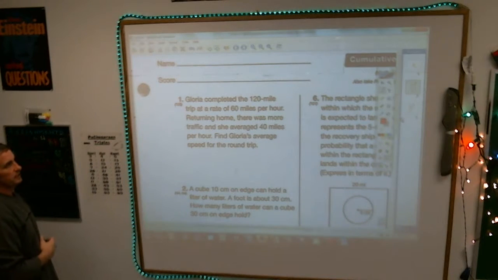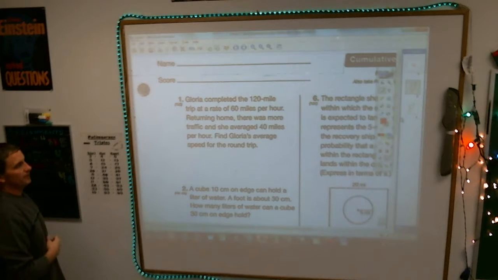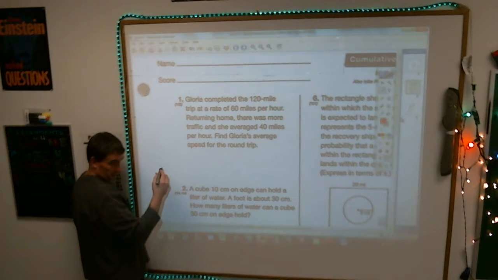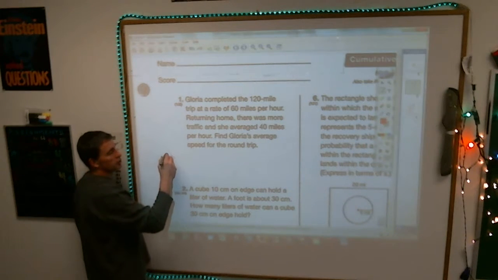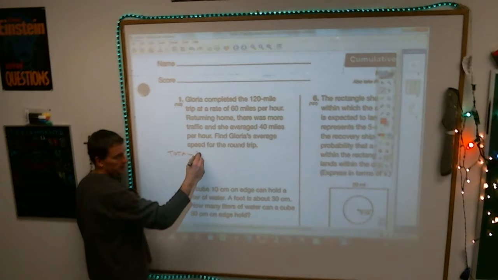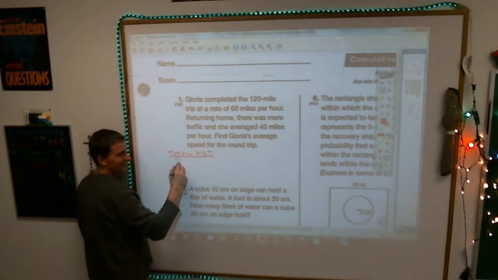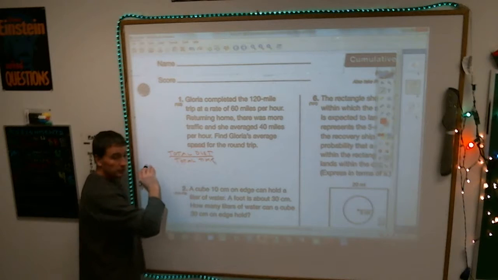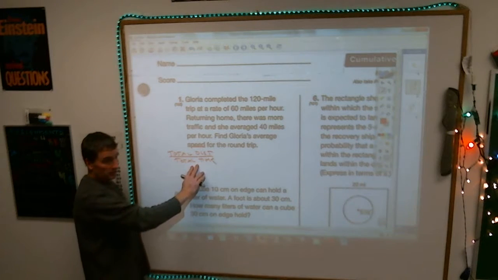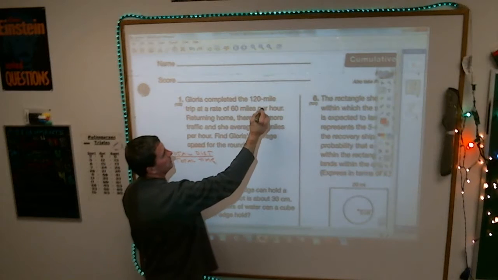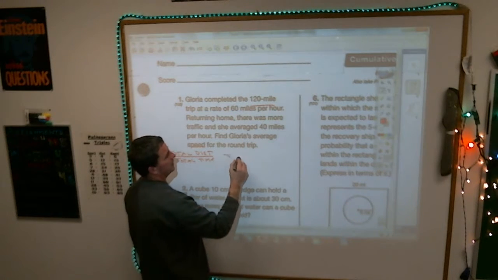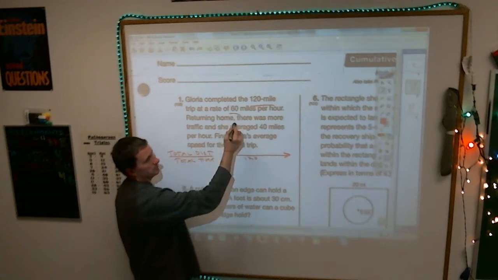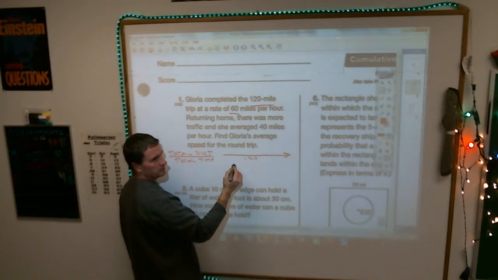Gloria completed the 120-mile trip at a rate of 60 miles per hour. Returning home, there was traffic, and she averaged 40 miles per hour. Find Gloria's average speed. This has to be total distance divided by total time, because that is what your speed is. You have to take the total distance you went and divide it by how long it took her, and that's where drawing pictures helps. What did she do? She went 120 miles at 60 miles per hour.